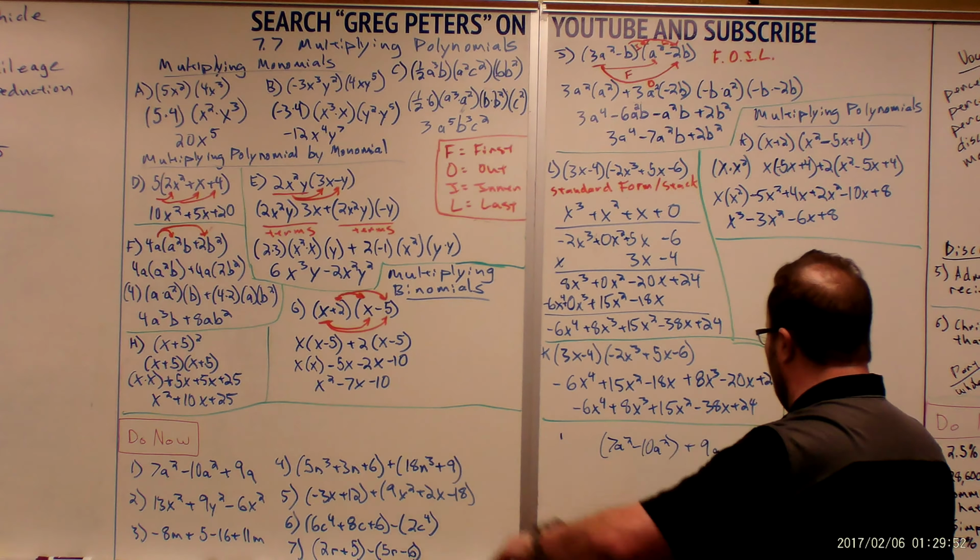5n^3 plus 3n plus 6 plus 18n^3 plus 9. So we're going to group our n^3's, right? Someone say yes. Yeah. Sure. 5n^3 plus 18n^3. That takes care of these. 6 and 9. Then we're plus 3n. We don't really need parentheses. There's no other ones. And then in parentheses, we're going to be 6 plus 9.